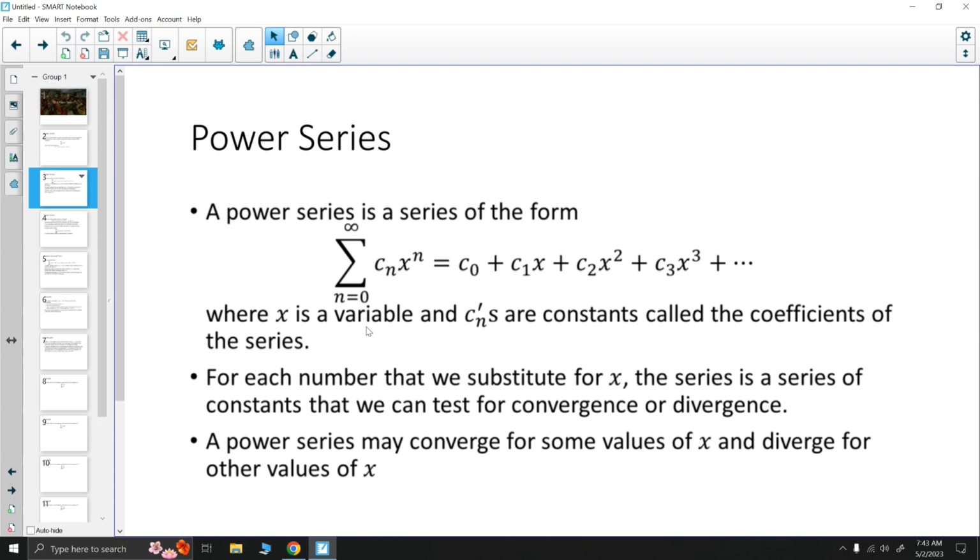But the big thing here is that power series may converge for some values of x, and they may diverge for other values of x. Sometimes the only value for x for which they converge would be 0. Other times it could be all real numbers. The thing to keep in mind is that x is some value that is a real number, an actual number. It's not some concept like infinity or something like that. x will be a constant of some sort if we plug in something for it.